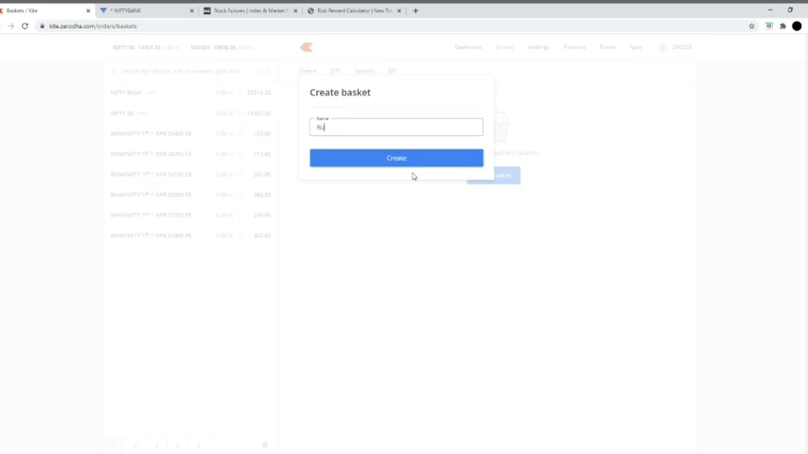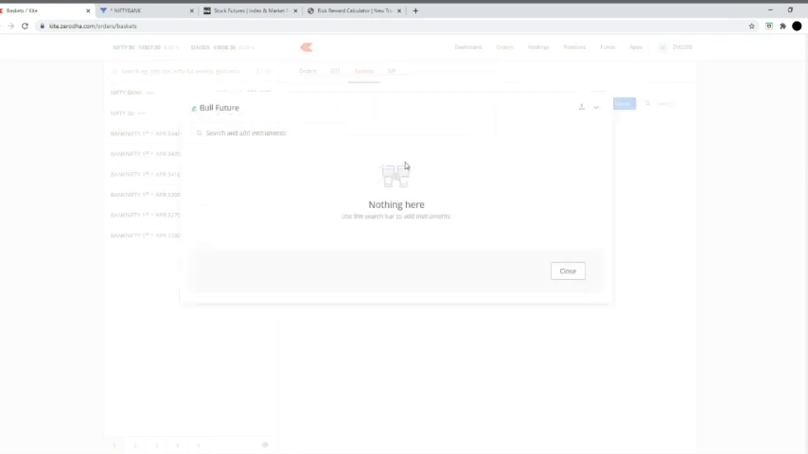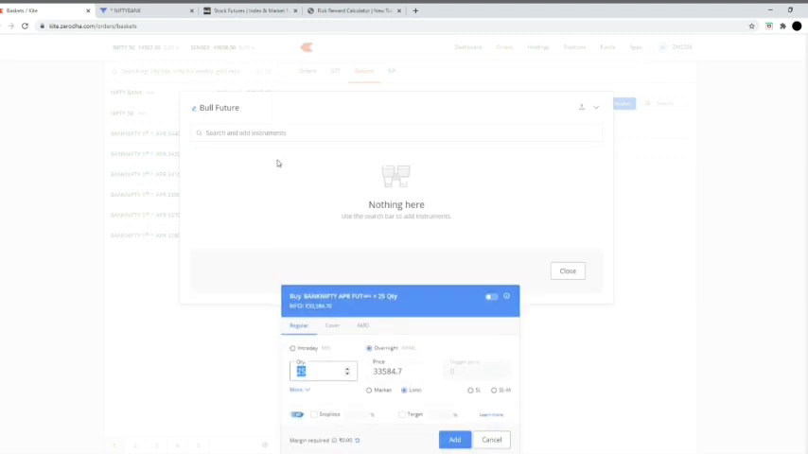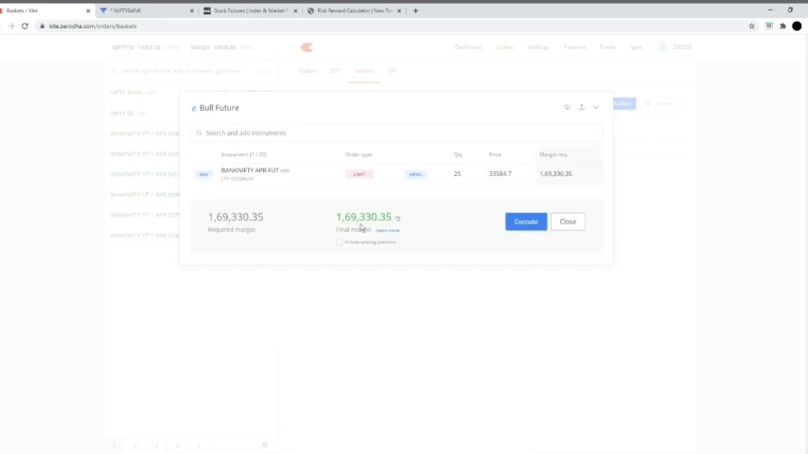Now, let's say I think the price is going to go up. So I'm going to create a basket where I would say bull future basket. Let's say bull future, and I create it. Now over here, let me add a Banknifty April future. If I buy a Banknifty April future for overnight, it is going to ask me for 1,69,000.